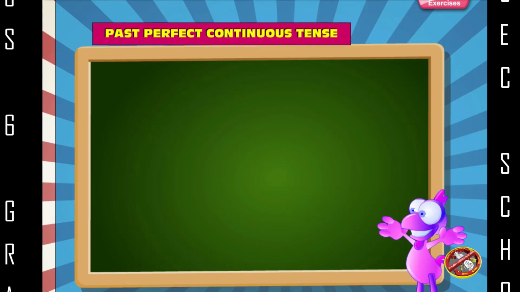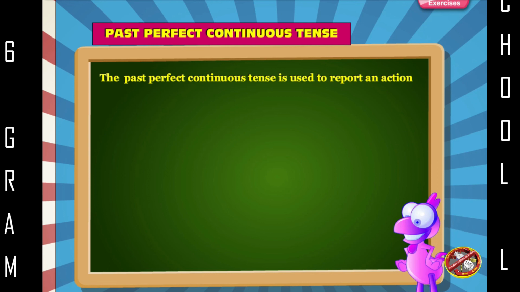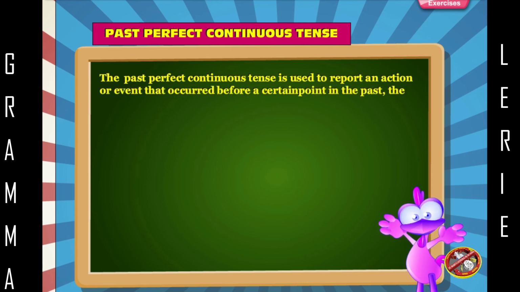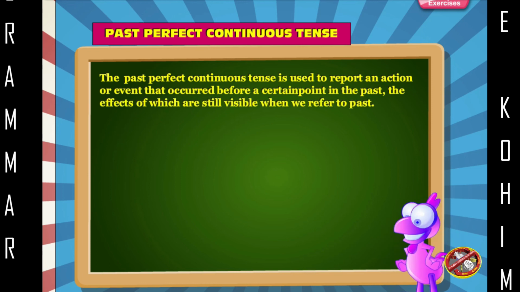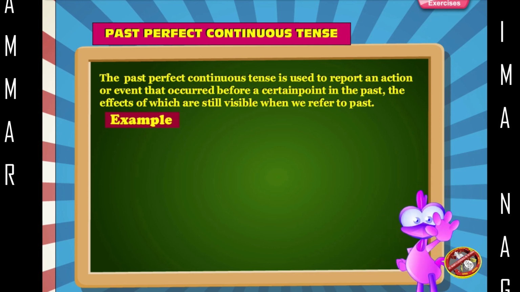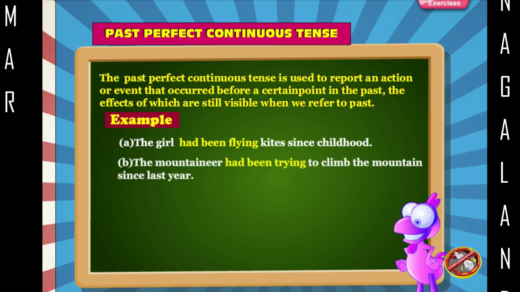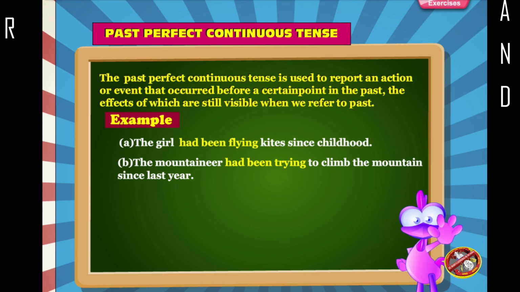Past perfect continuous tense. The past perfect continuous tense is used to report an action or event that occurred before a certain point in the past, the effects of which are still visible when we refer to past. Example: the girl had been flying kites since childhood. The mountaineer had been trying to climb the mountain since last year.